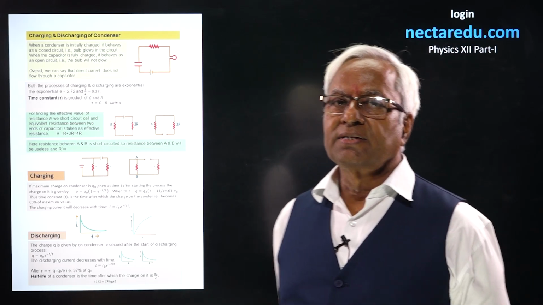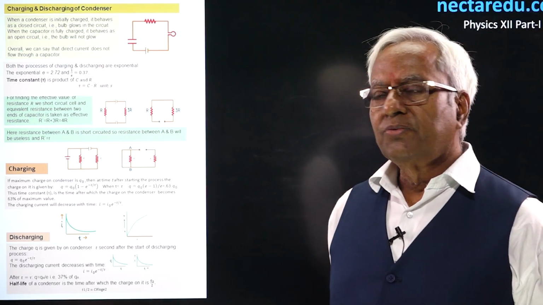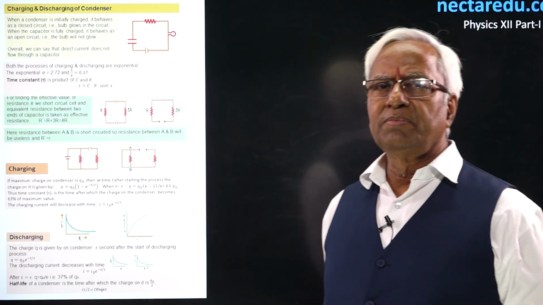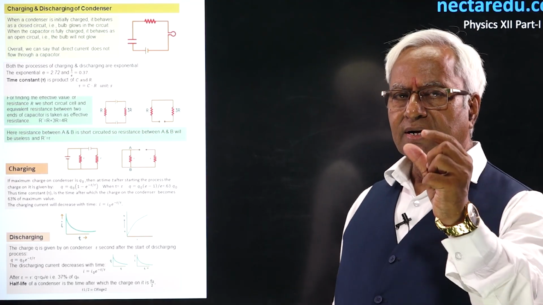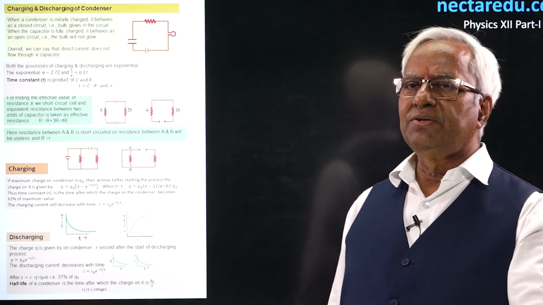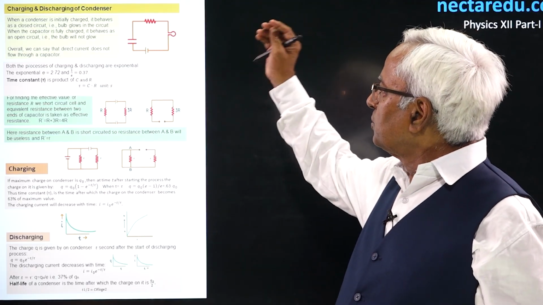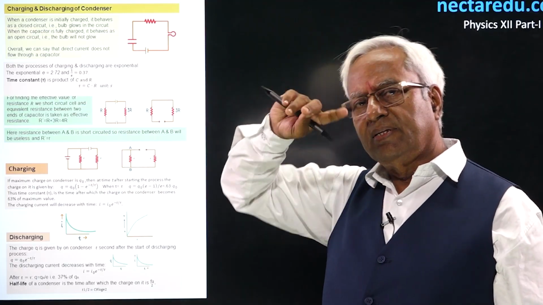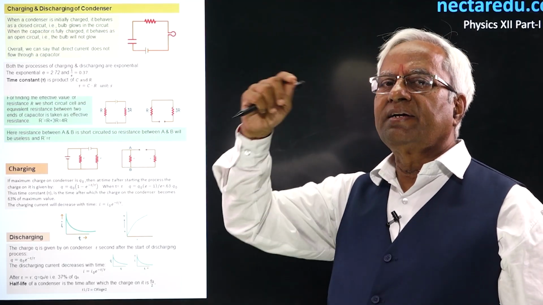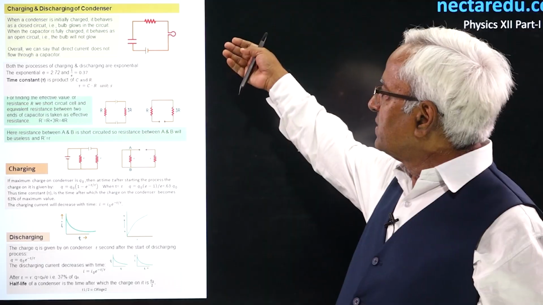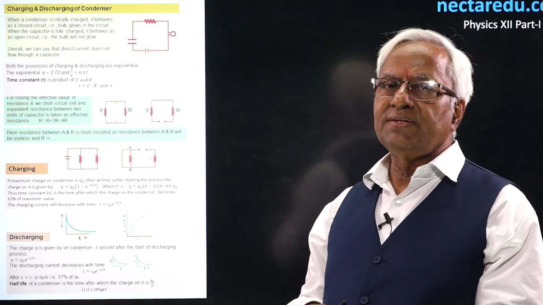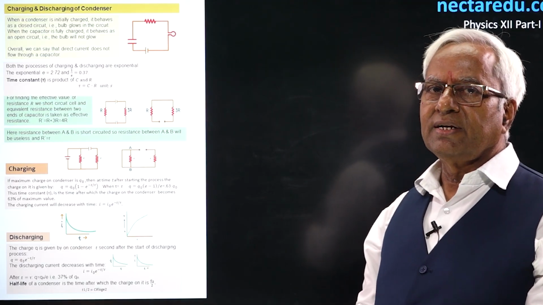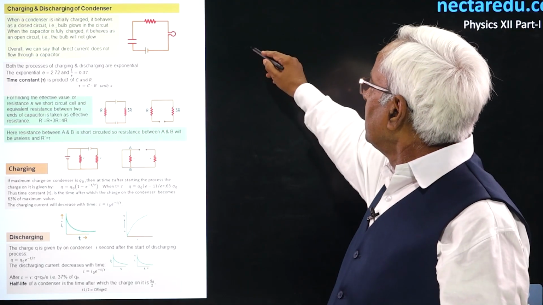Charging and discharging of condenser. You see, whenever the condenser means simply two plates at a certain distance. The plates of the condenser are never in contact with each other. Whenever the two plates of the condenser are charged or connected with the cell, charging starts for the condenser. Charging and discharging, both the processes for the condenser, are exponential in nature.